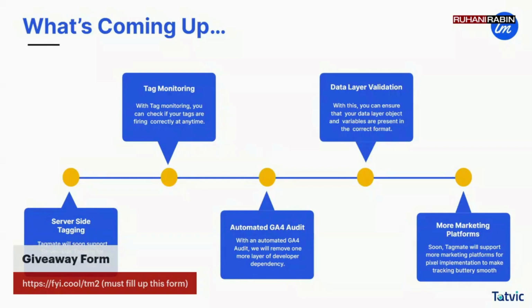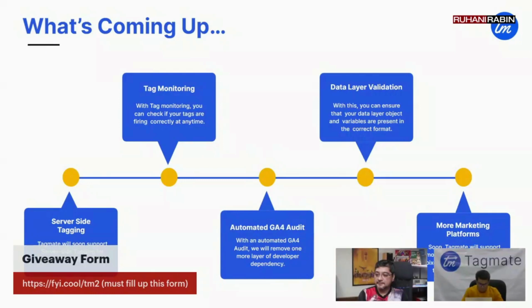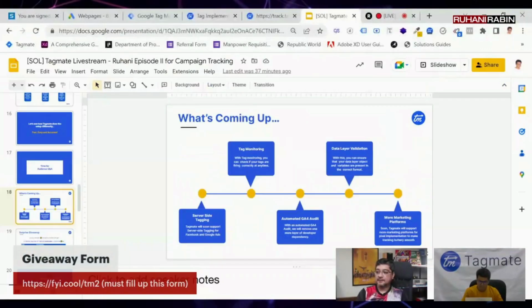And then GA4 audit. We are coming with a GA4 audit. For example, you want to have an audit for your existing setup. Then within a few clicks, you can audit your entire GA4 setup and data layer validation. Again, it's a very beautiful feature that we are coming up with in upcoming quarters. And of course, more marketing platforms, not just Google Ads and Facebook Pixel, but LinkedIn and TikTok and Twitter and all. So it's a very high level product roadmap, you can say.